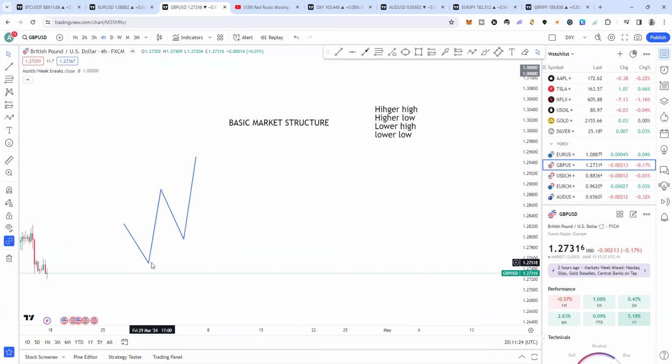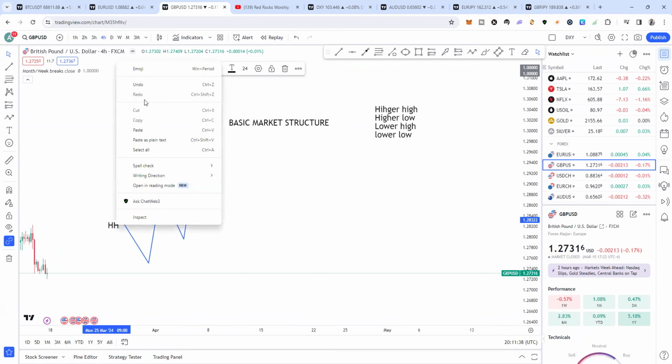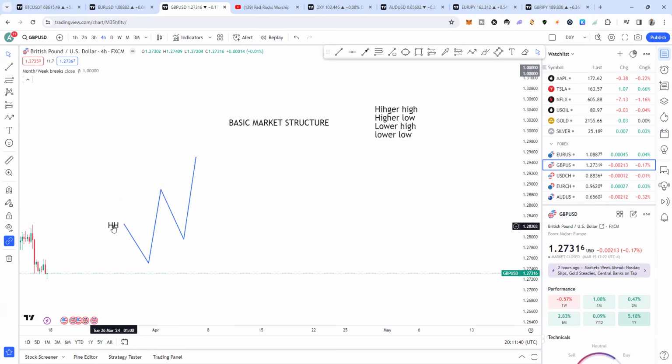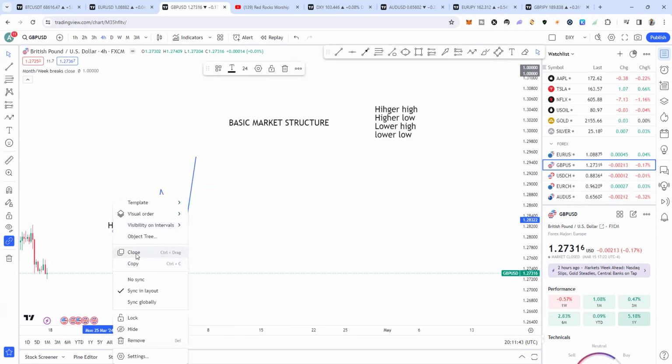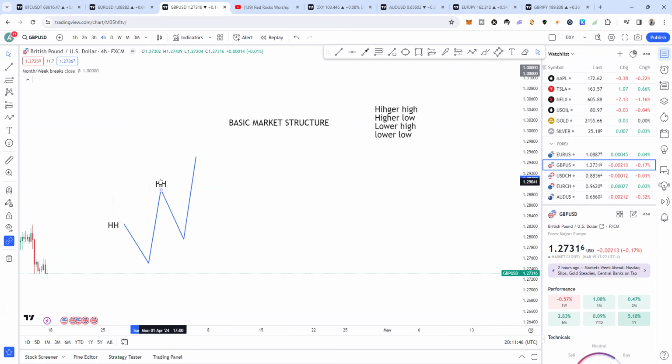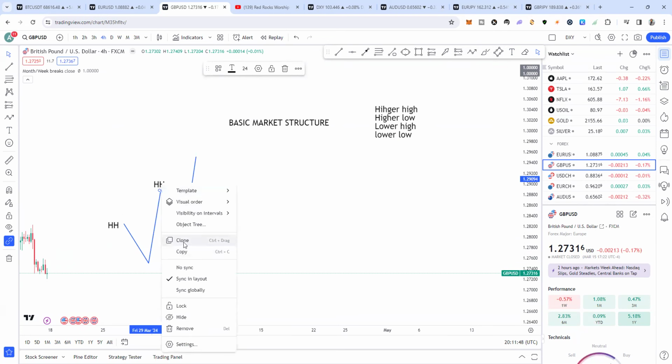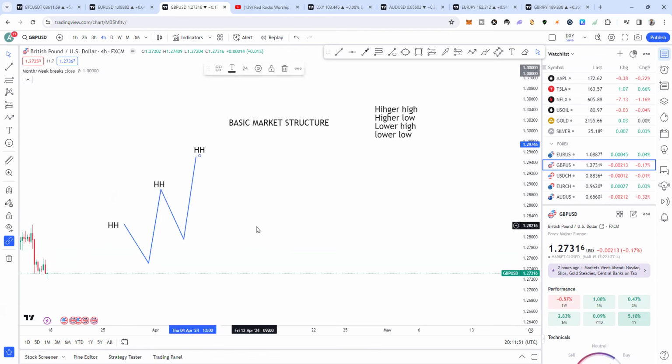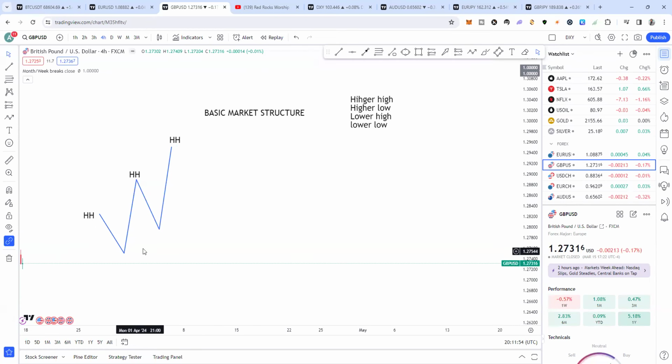From this structure that I just drew, I'll be using HH for our higher high. Let me clone this so that it reduces me trying to type every time. Please follow along with me. I'll be using HL for higher low.